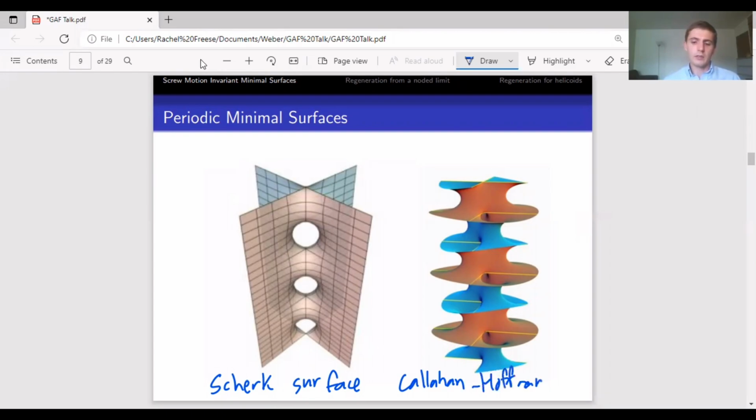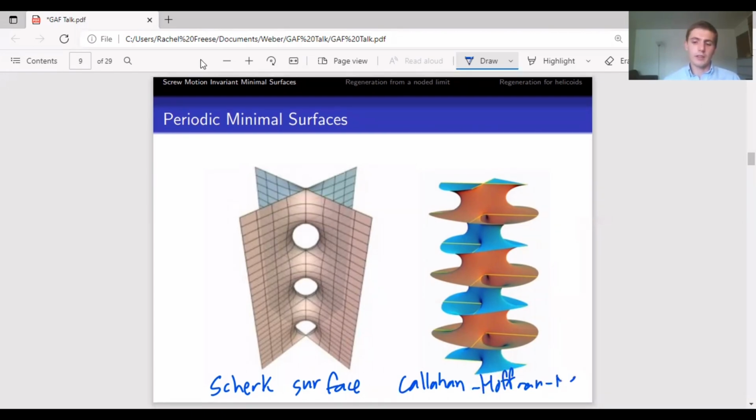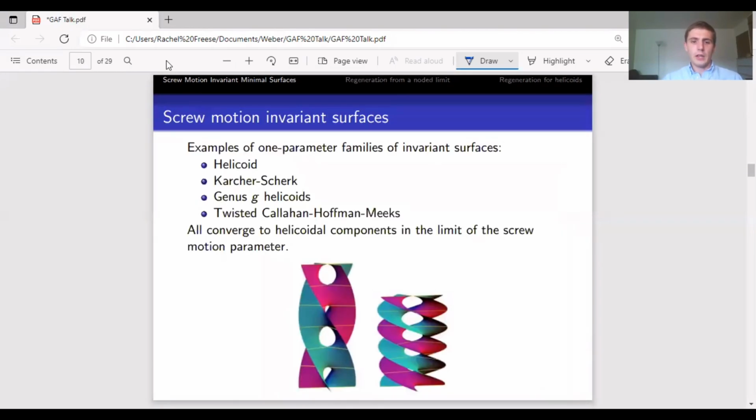And this one on the right is called Hoffman-Meeks, or CHM. This is another important surface. Not sure if you are all familiar with the Costa surface, but that's another pretty well-known minimal surface. The Callahan-Hoffman-Meeks surface is like a singly periodic version of the Costa surface. It turns out both of these are periodic with respect to a vertical translation. So it turns out that these can be twisted to end up with surfaces that are periodic with respect to screw motion, right?